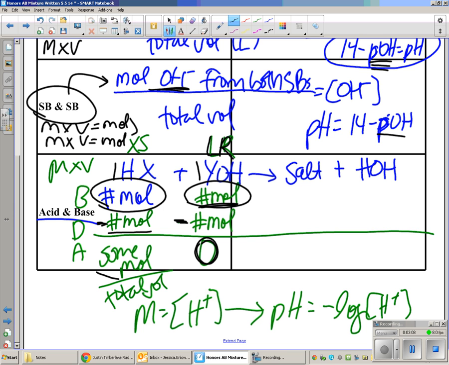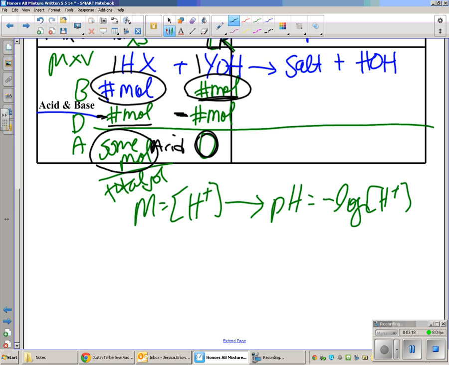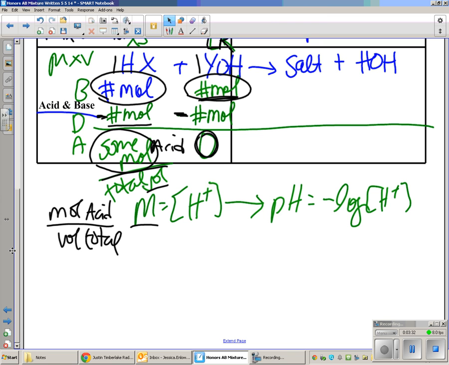Subtract, and you have some moles of acid remaining, so right now you should know the pH should be fairly acidic. Don't forget that you still have to get to molarity though, so you take your moles of acid divided by your total volume, which will give you molarity again. Molarity will give you H plus concentration, which will give you the ability to find the pH. We went through 3 examples, one of each type.